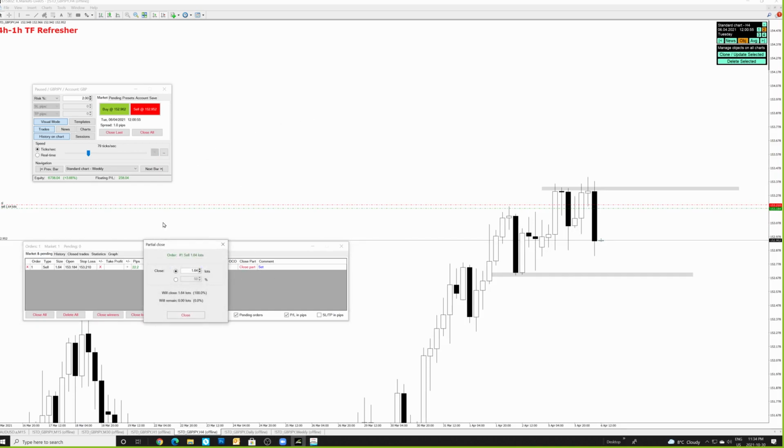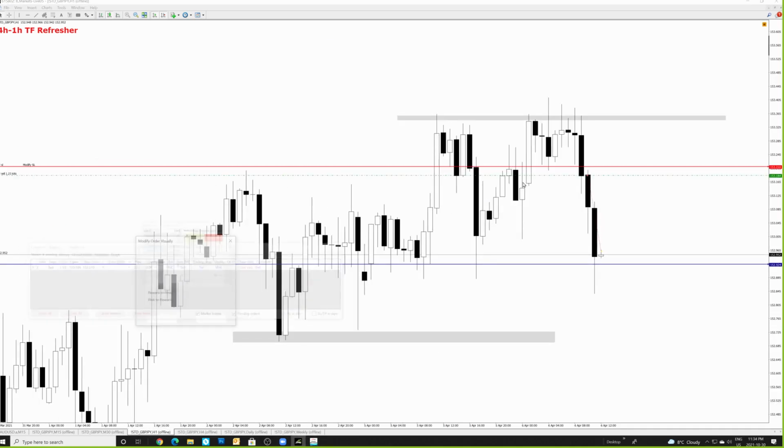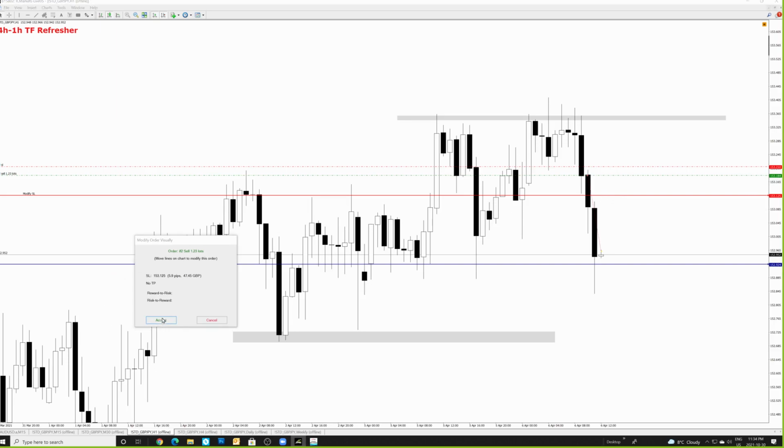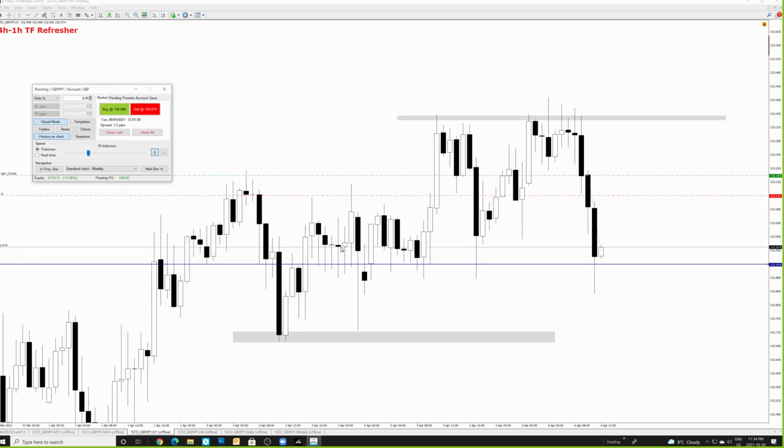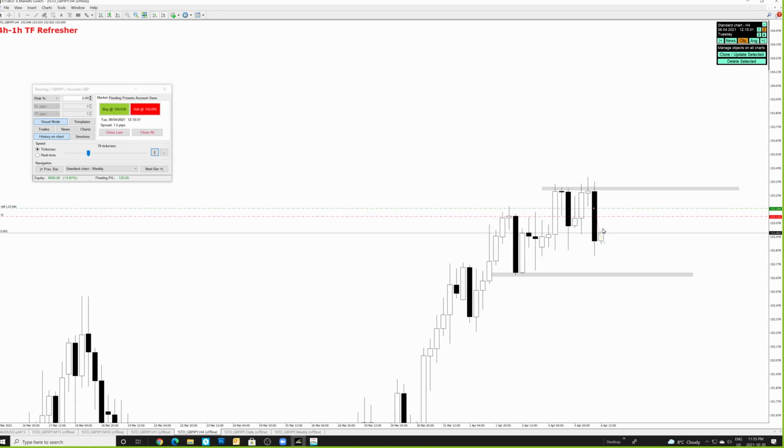Let's close partials, right? Let's close like 25%. And we may want to move stop loss above this 1-hour candle and let the rest run. That's it. Let it run through New York session. Yeah, I think that's a great idea. Let it run through New York session. 4-hour time frame. Make a top wick and then continue on down.